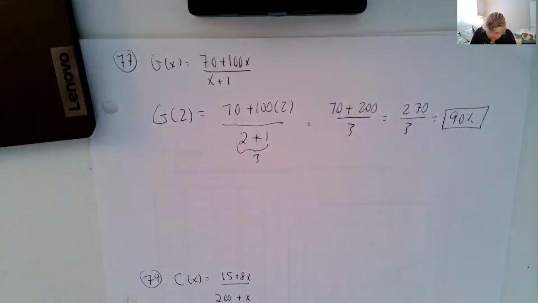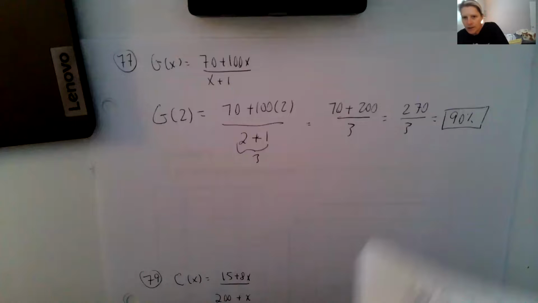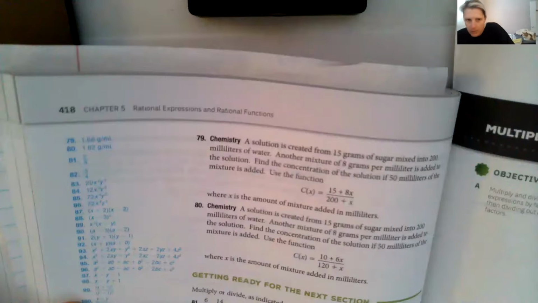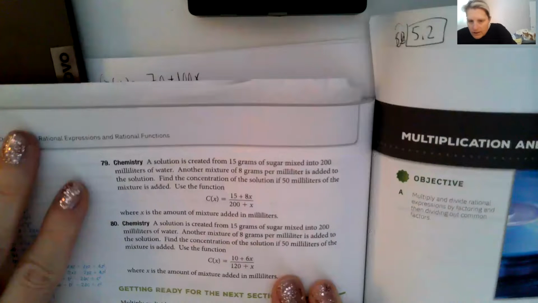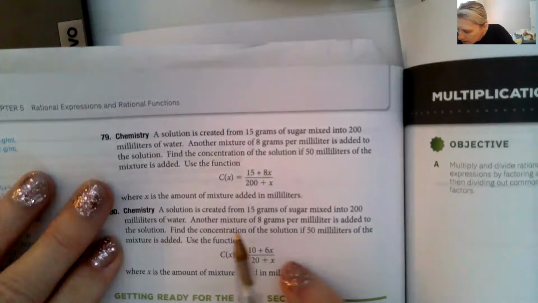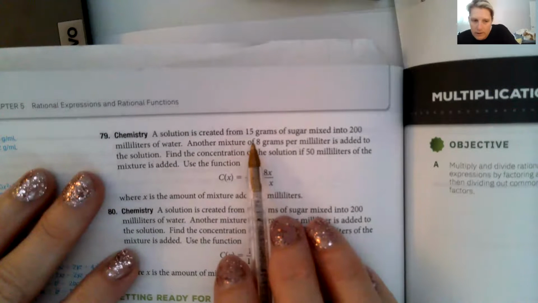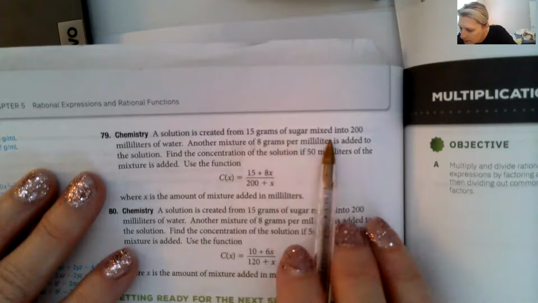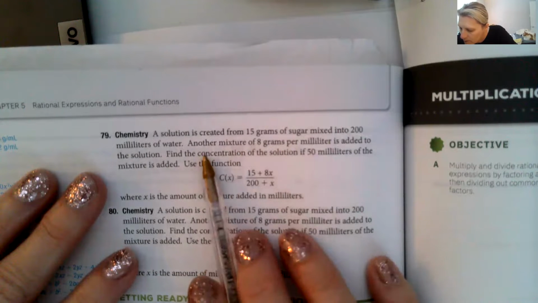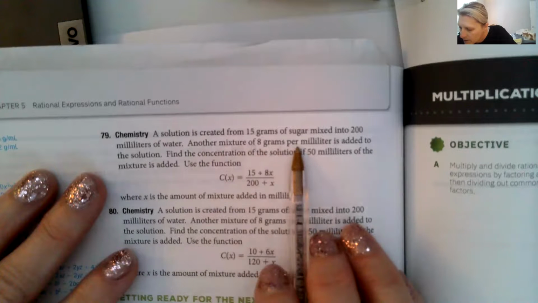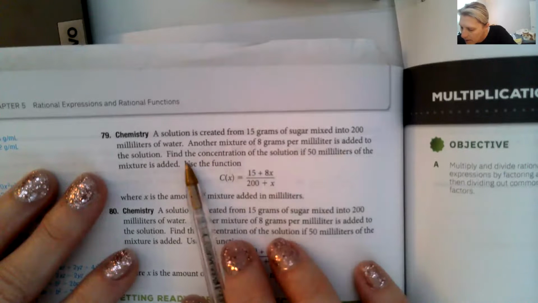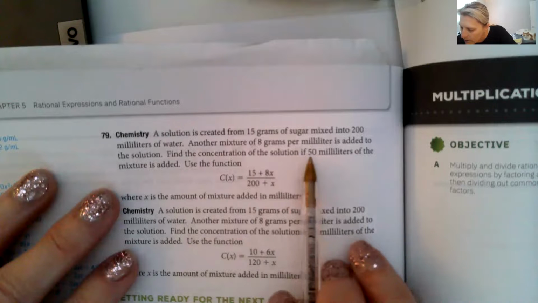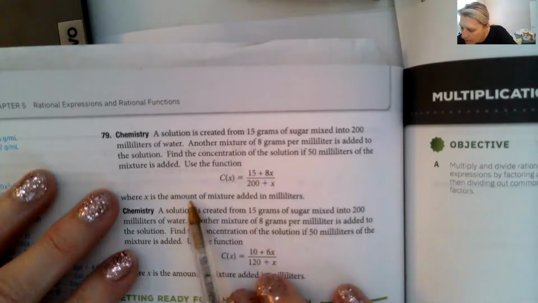And then I wanted to look at number 79. 79 is about chemistry. So it says, a solution is created. Back in chapter 4, we did some solution mixtures. A solution is created from 15 grams of sugar mixed into 200 milliliters of water. Another mixture of 8 grams per milliliter is added to the solution. Find the concentration of the solution if 50 milliliters of the mixture is added.